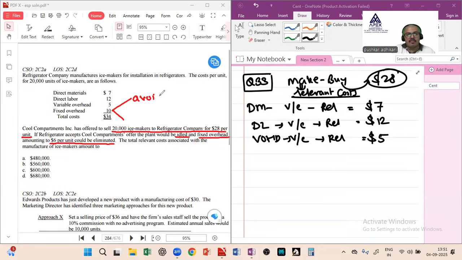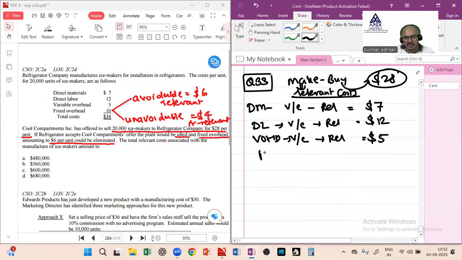So what is avoidable out of this? Avoidable is $6. So of course, if it is avoidable, it is relevant. What is unavoidable? The unavoidable element is $4 and it is irrelevant. I hope you understand. Therefore, I will write down fixed overheads which are avoidable. Since they are avoidable, they become relevant and they are $6.